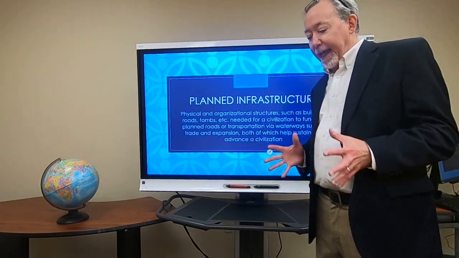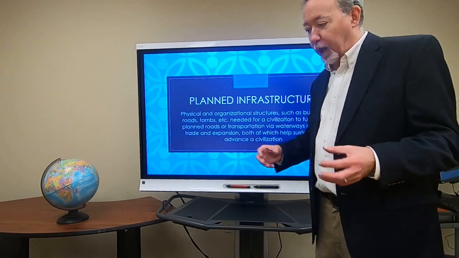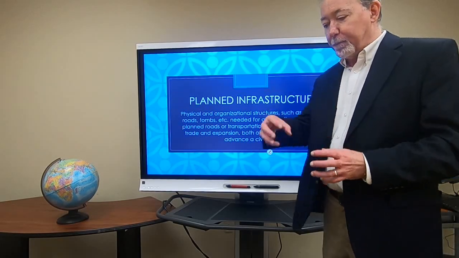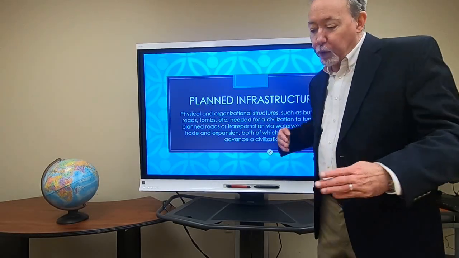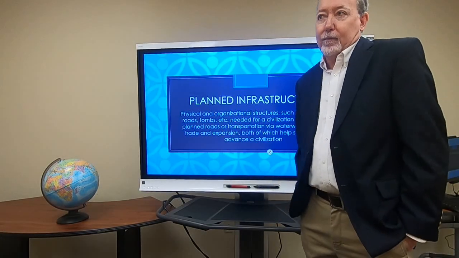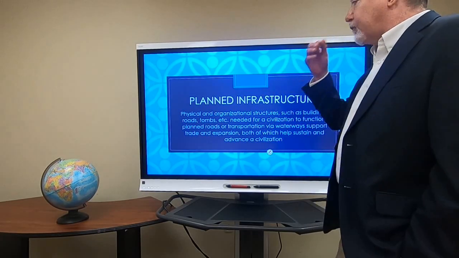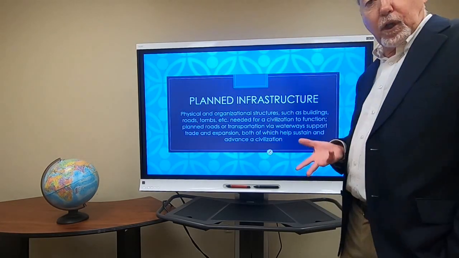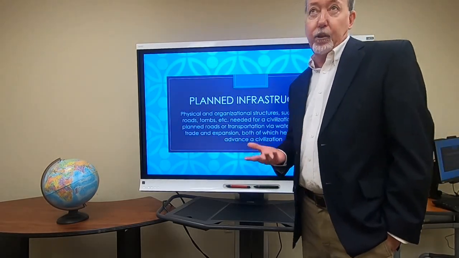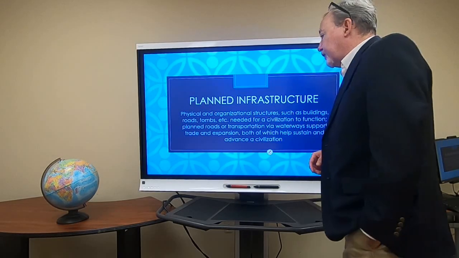If you do not plan how you want your community to work and how to function, how to get things done, if you don't put your buildings in the right order, if you don't put your roads going to the right places, it's hard to make that civilization successful. In fact, most times it isn't. Planned infrastructure, physical and organizational structures, such as buildings, roads, tombs, which is a fancy word for graves, very important, needed for a civilization to function.